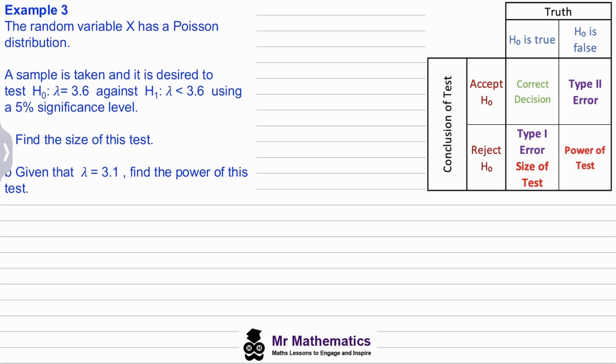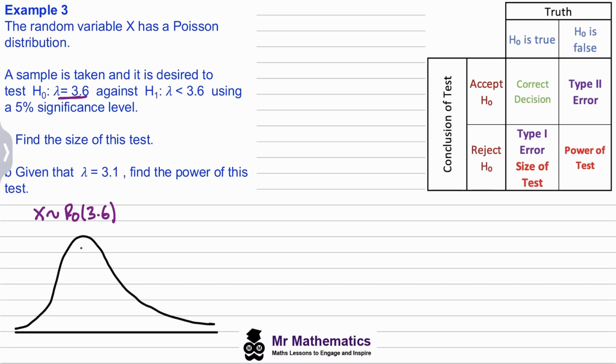Okay, so welcome back if you had a go. If we assume that this value of lambda is true, we can say that X is distributed with a Poisson of lambda 3.6. And then I'll sketch its distribution. We know the peak will be at the expected value. And because the alternative is lambda less than 3.6, we're looking at the tail to the left. And again, this will have an area of 0.05. And we want to find the critical value.